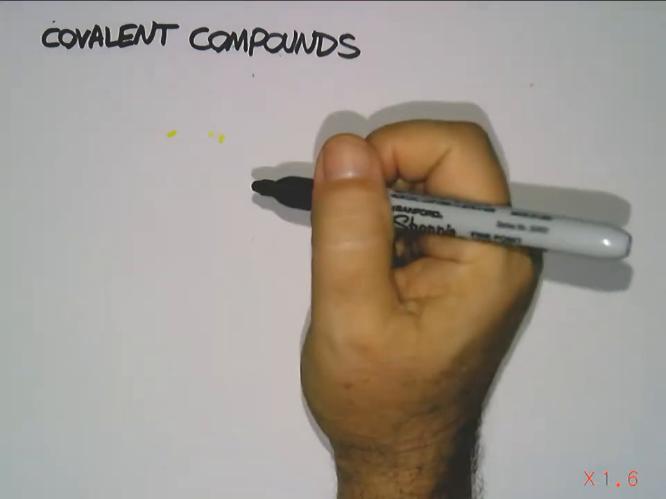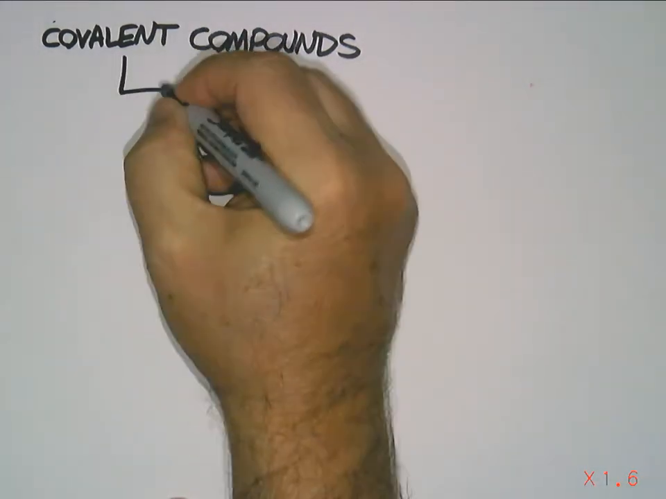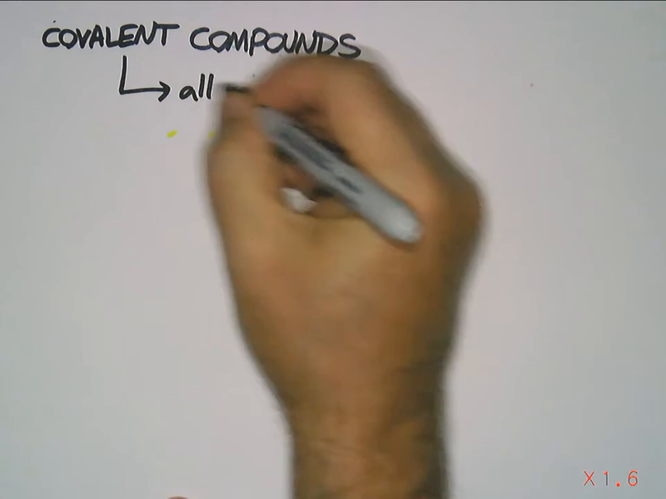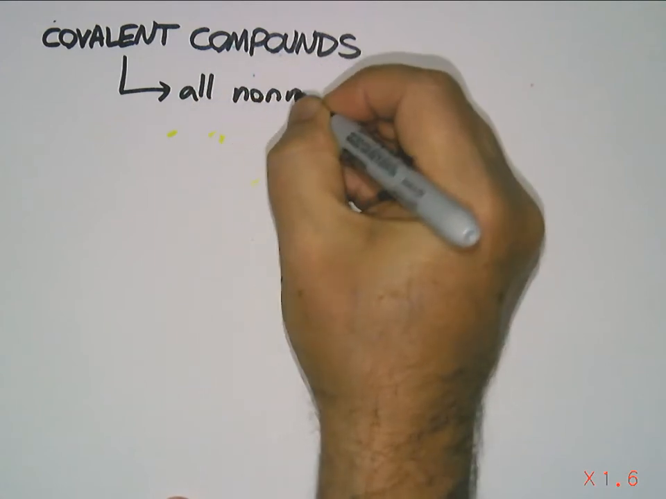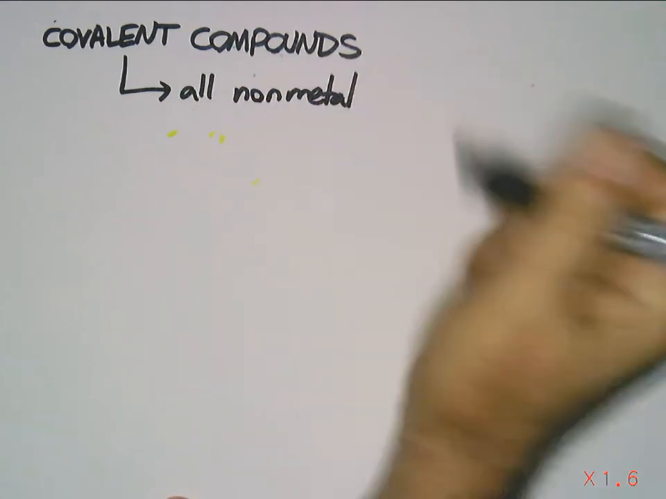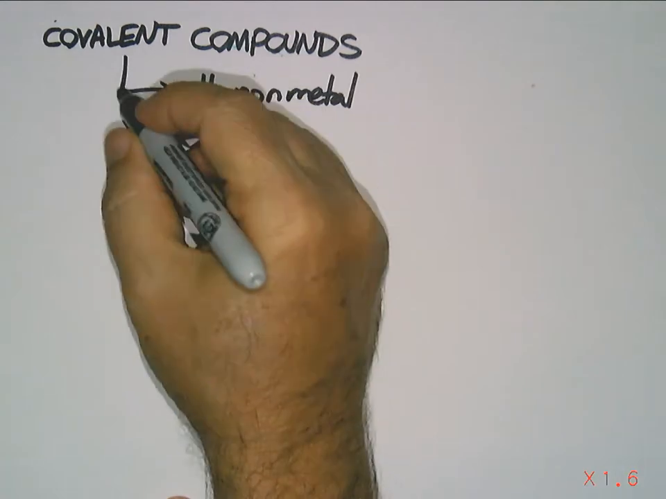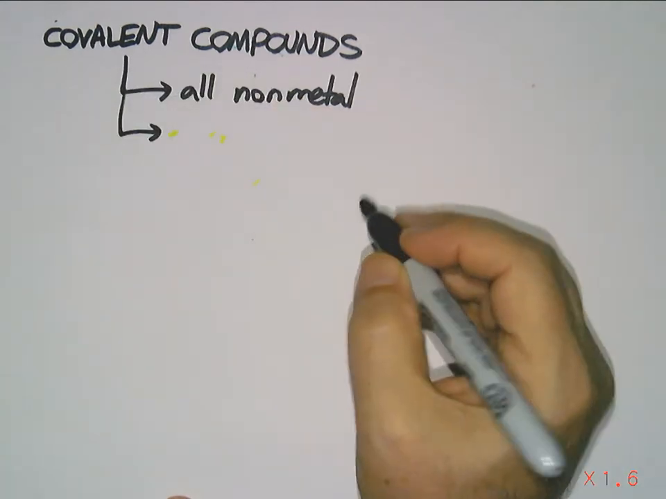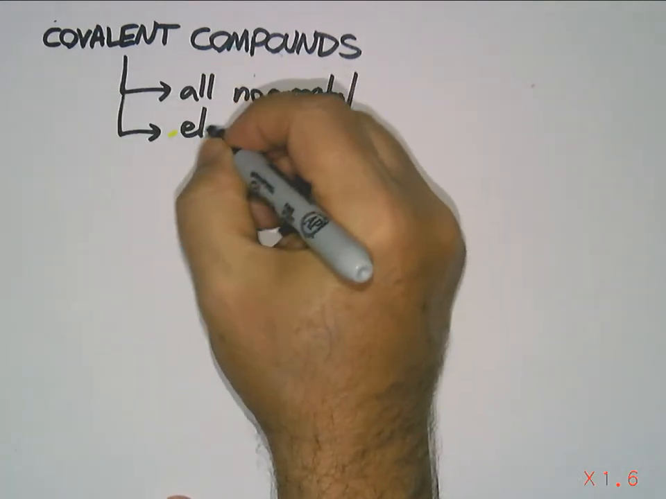Covalent compounds are not metals and nonmetals. They are all nonmetal. And you don't get electron transfer. Instead, you get electron sharing.